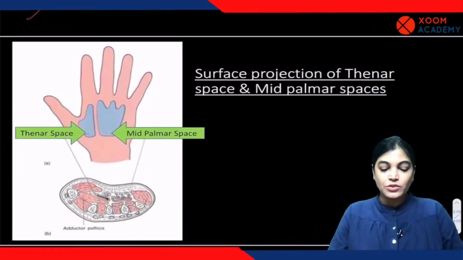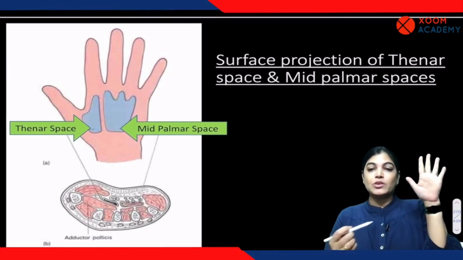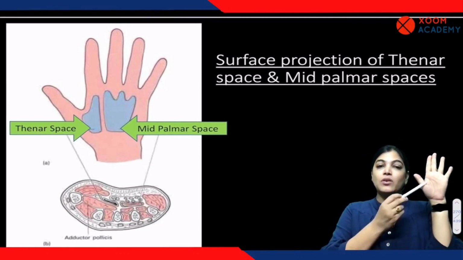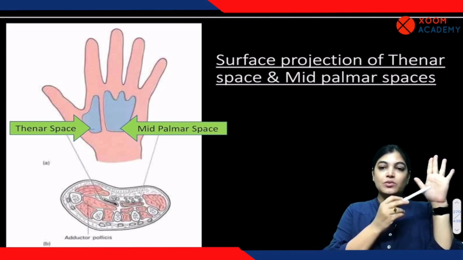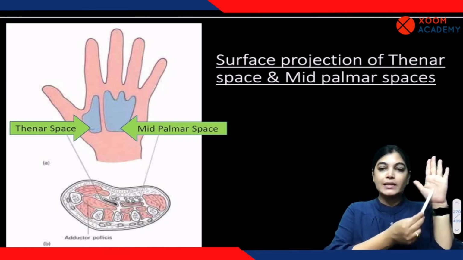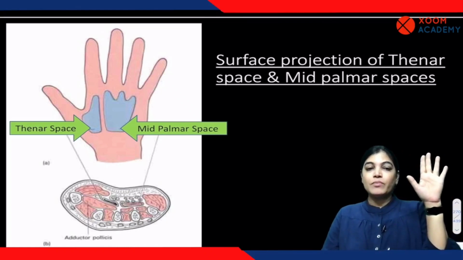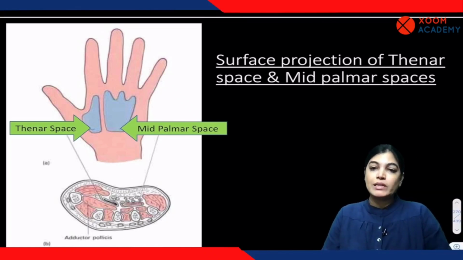So firstly, I would like to show you this image. In this image, you see the surface projection of the spaces. This is the palm of my hand. If you go towards the lateral side, in the lateral region close to the thenar region, we have the thenar space. On the medial side, in this region, we have the mid-palmar space. I will show you a cross section to understand the boundaries of the spaces.